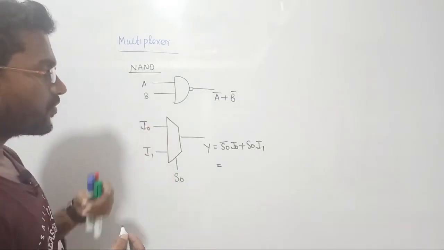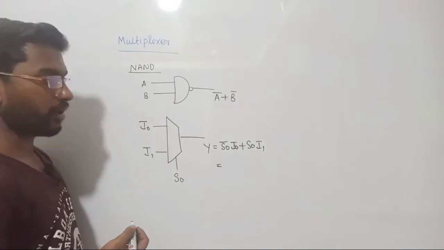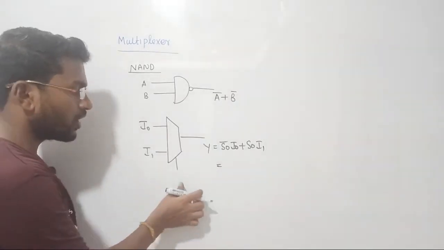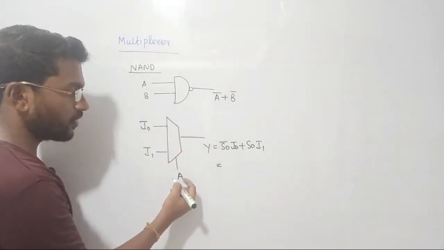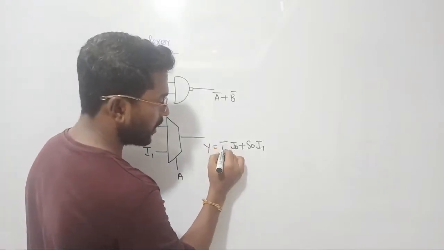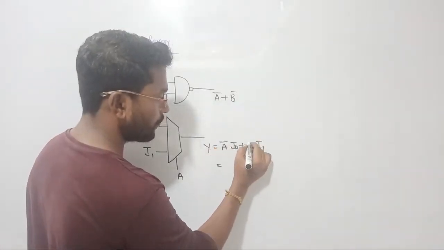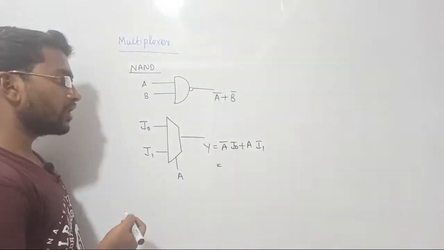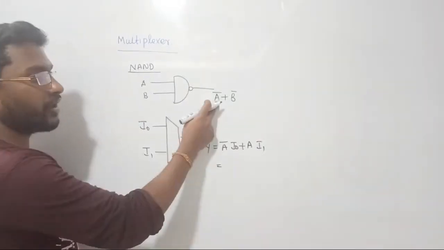Fine, let's proceed. We should think A bar plus B bar should be required. For that, what shall we do? One complement could be created with the help of S0, such that it will become A bar, and this will become A. Fine. What about the other logics? I made of A bar plus B bar.